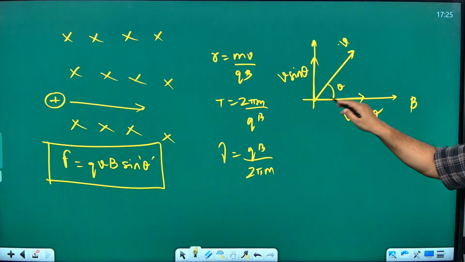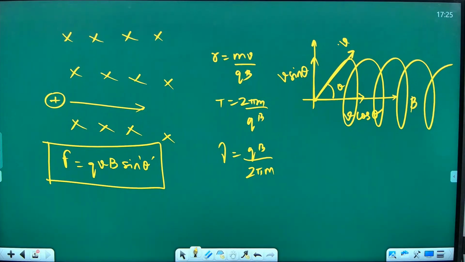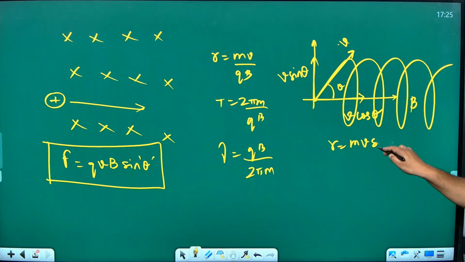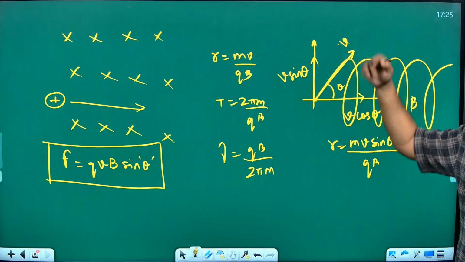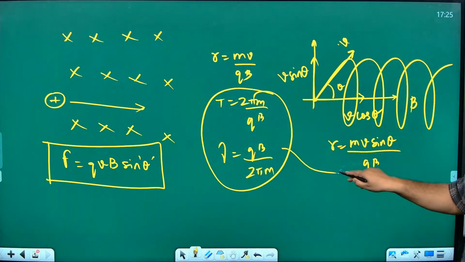Combinedly, it will give an effect of a spiral path, because v cos theta is pushing it forward, v sin theta is making the circular path. Circular path, horizontal path, it is getting a net motion in a spiral direction. And what is the radius of it? m v sin theta by qB, because m v sin theta is only responsible for circular motion. What will be time period and frequency? It will remain the same, because it is independent of the velocity.